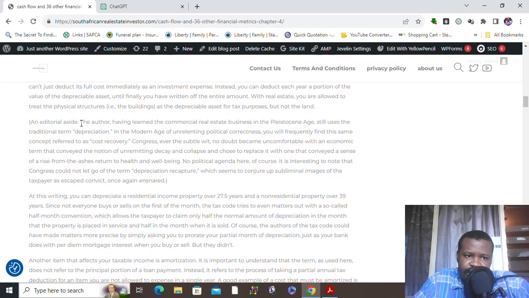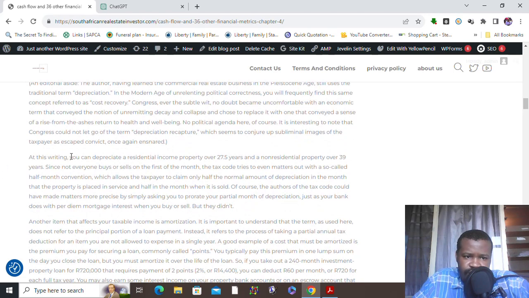An editorial aside, the author, having learned the commercial real estate business in the prehistoric age, still uses the term depreciation in the modern age of unrelenting political correctness. You'll frequently find the same concept referred to as cost recovery. At the time of writing, you can depreciate a residential income property over 27.5 years and a non-residential property over 39 years.